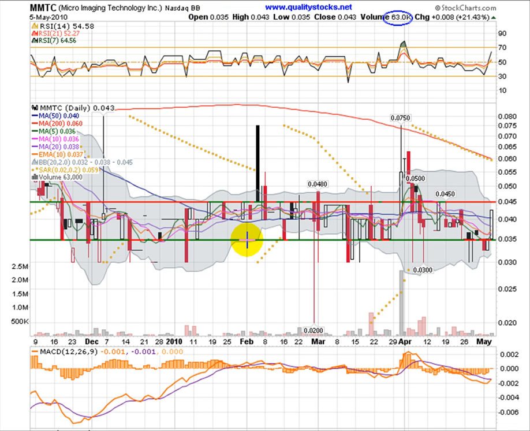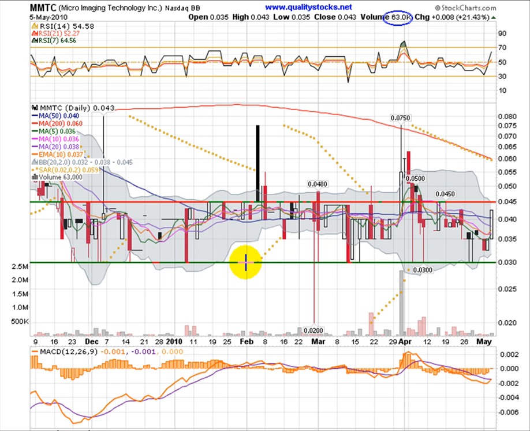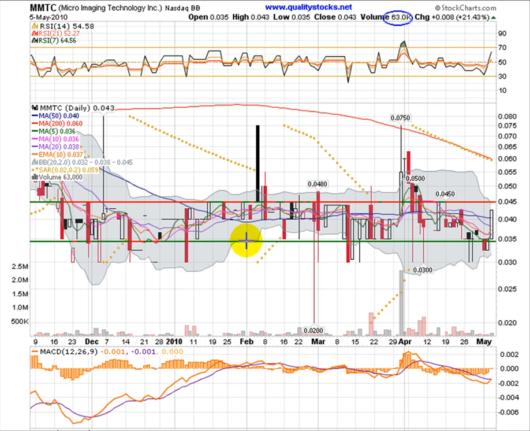On the bottom side, 3.5 cents is the area I think it should hold. Obviously, it can dip down to 3. It gets pretty good support there too. It's had a hard time going much below that. Hasn't wanted to close below it at all in this 6-month period.